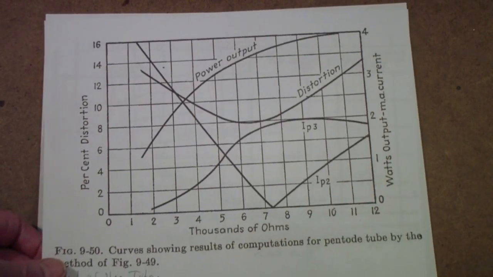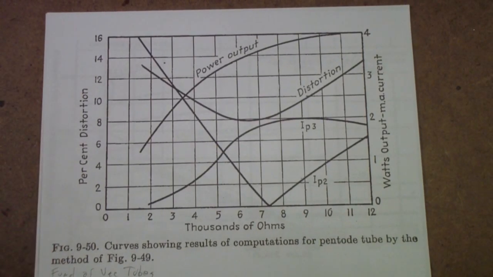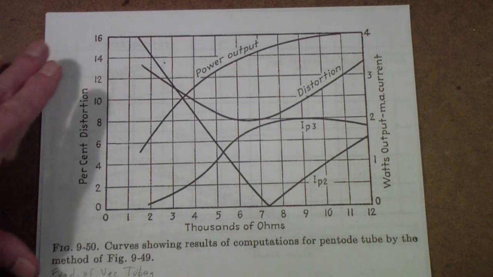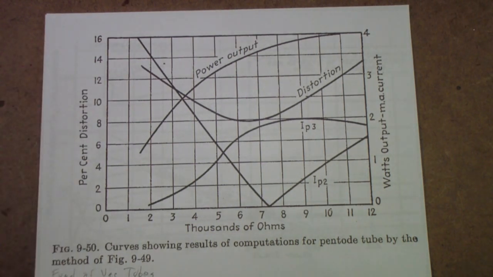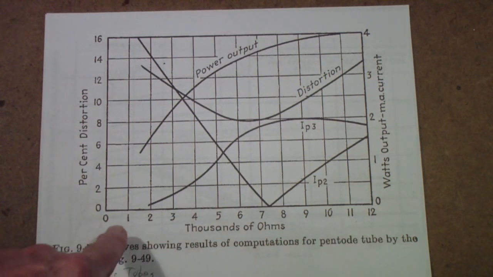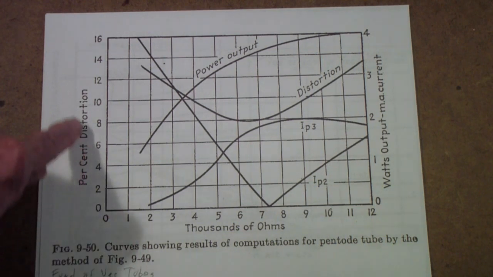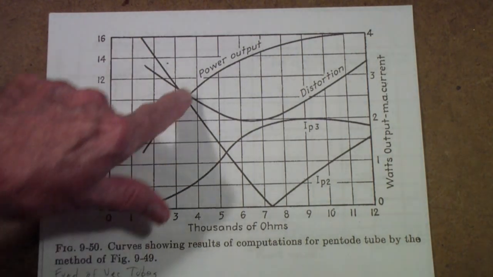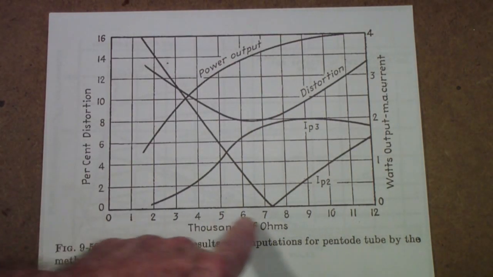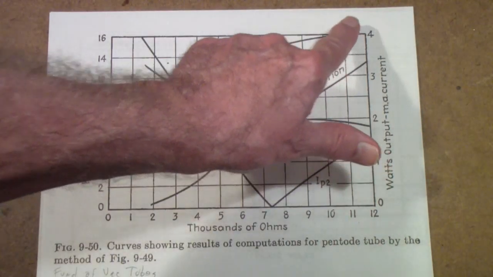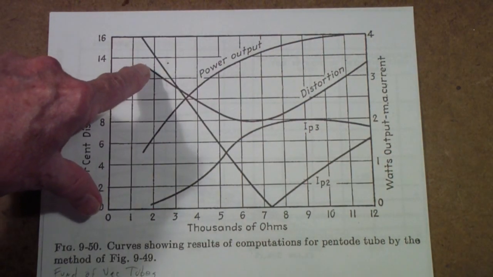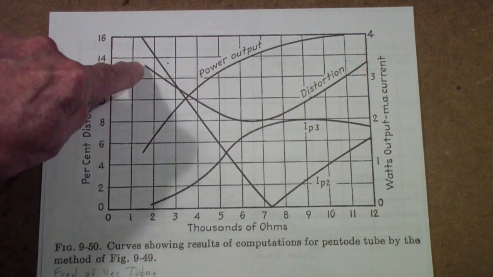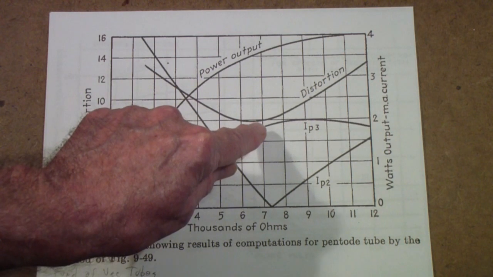Well, this is a chart from a book called Fundamentals of Vacuum Tubes, and you'll see it in lots of places, like the Radiotron Designer's Handbook and some others as well. It's fairly well known. In this case, it shows the load impedance on the tube and the percent distortion. Notice that this is the power output, by the way. So as the load resistance goes up, the power output goes up. But look what happens to the distortion. As you raise the impedance, it begins to drop the total distortion.